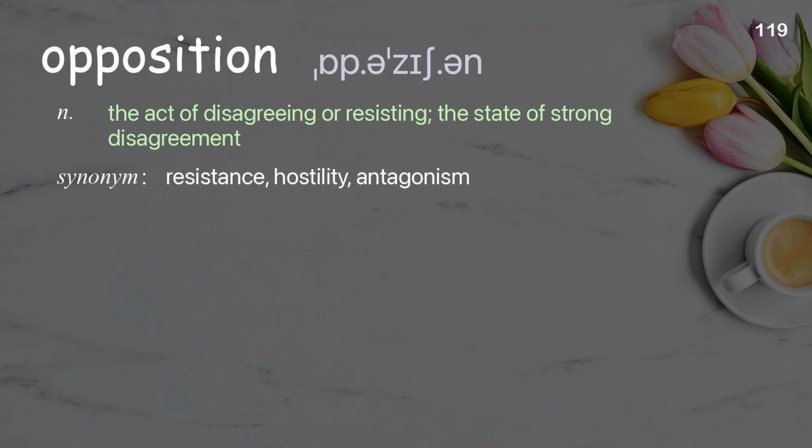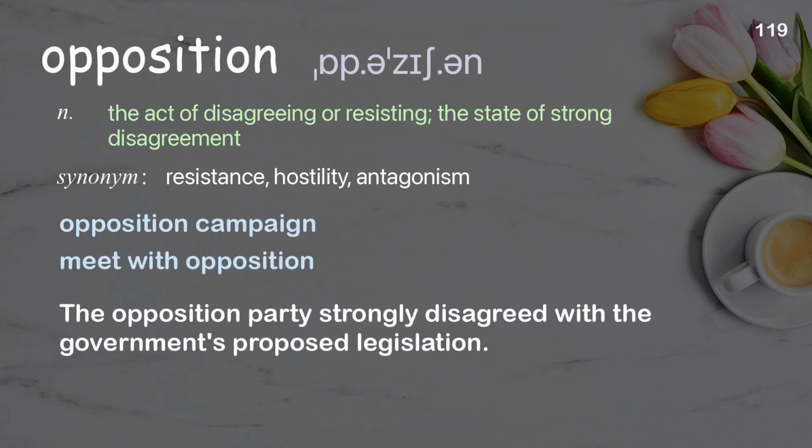Opposition. The act of disagreeing or resisting, the state of strong disagreement. Examples: opposition campaign. Meet with opposition. The opposition party strongly disagreed with the government's proposed legislation.